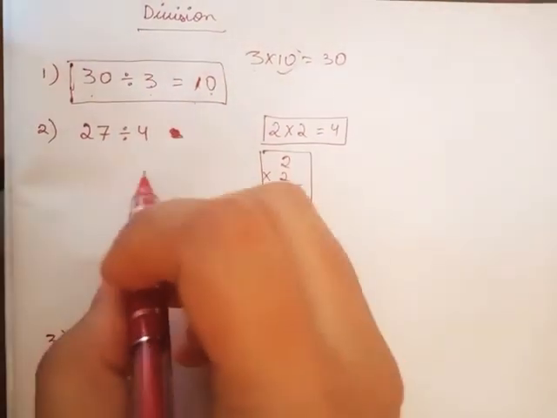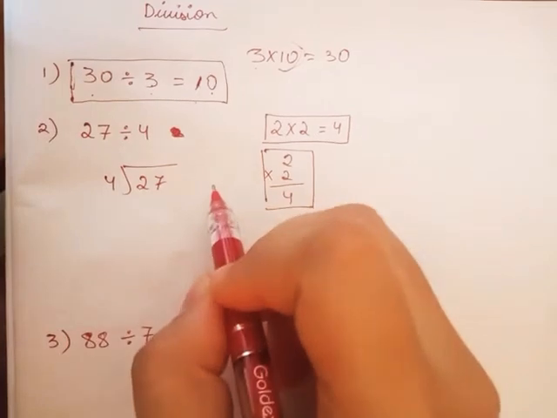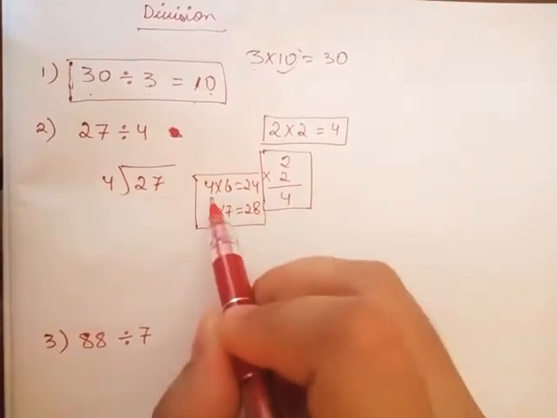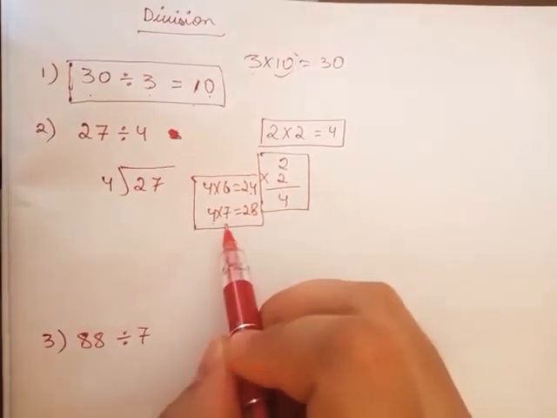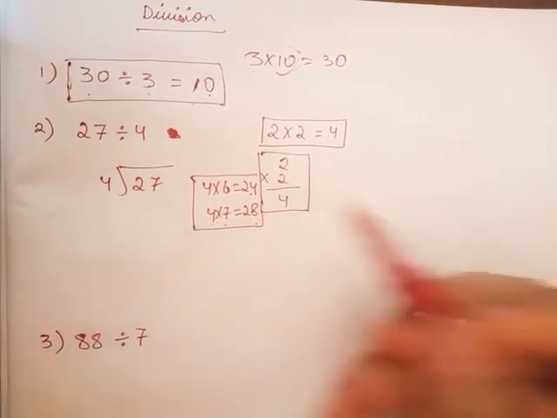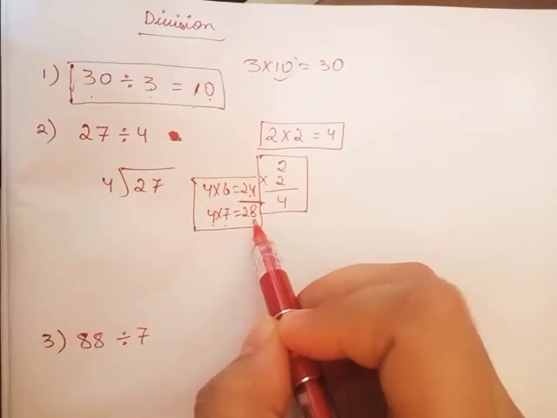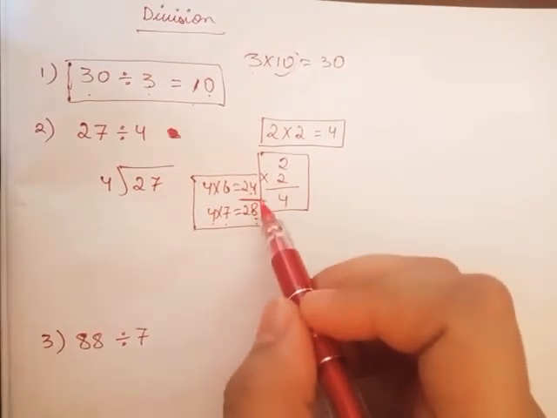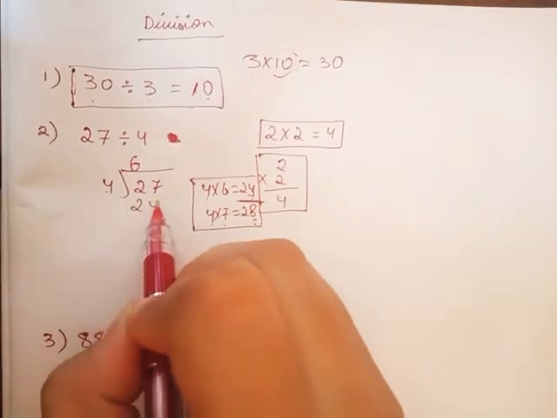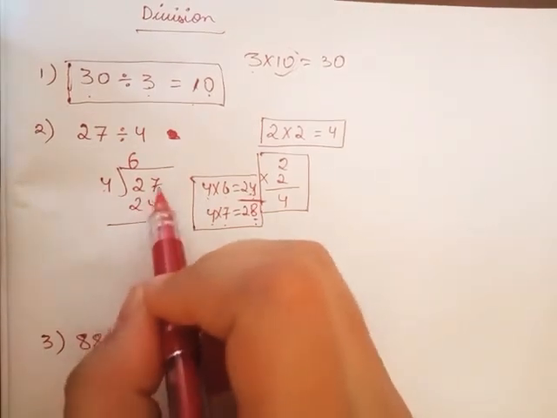So in this format you have to do it like this: 4 and 27. In the multiplication table of 4, 4 into 6 is 24, and 4 into 7 is 28, and 27 is not in the table of 4, right? Because 27 comes between 24 and 28, choose the smaller number between these two, that is 24. So 4 into 6 is 24. 4 is here, so 6 will be here, and the answer will be 24.